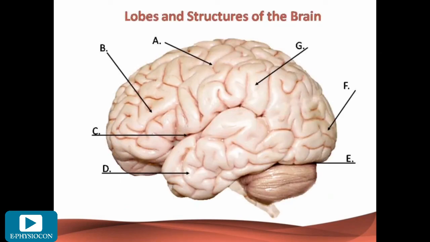In this picture, here we will revise the brain again. A is the central sulcus, B is the frontal lobe, C is the Sylvian fissure, D is the temporal lobe, E is the transverse fissure which divides the cerebrum and the cerebellum, F is the occipital lobe, and G is the parietal lobe.